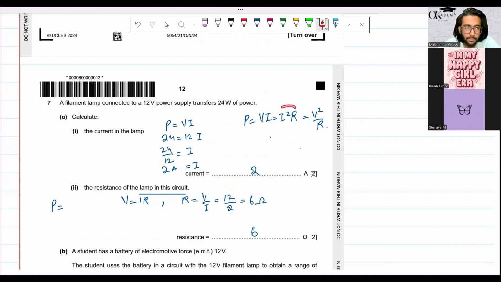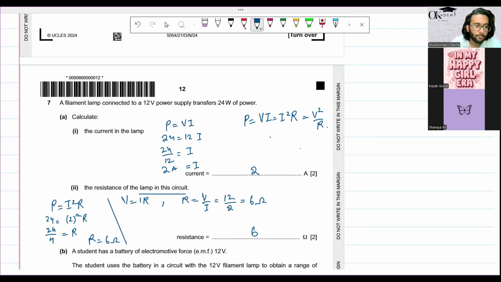So for resistance, I can also choose this formula. P equals I squared R, I'll get the same result. I'm going to show you. Power is equal to 24 watts. I squared would be, current is 2, so it'll be 2 squared R. 24 divided by 2 squared, which is 4. 24 divided by 4, we know that it's 6. So R is going to be 6 ohms. We get the same result no matter which formula we use.